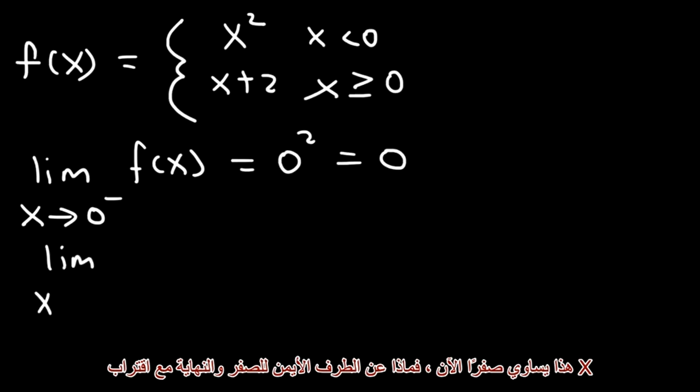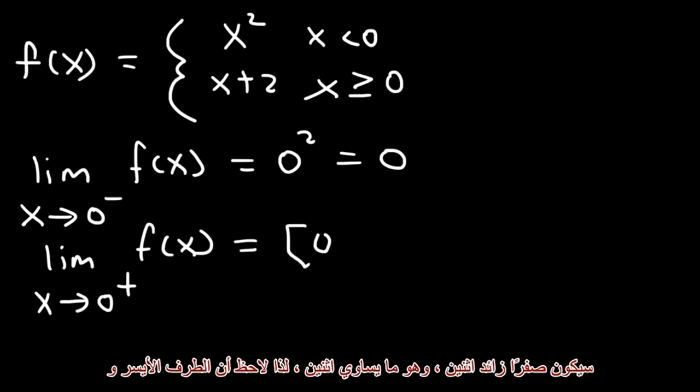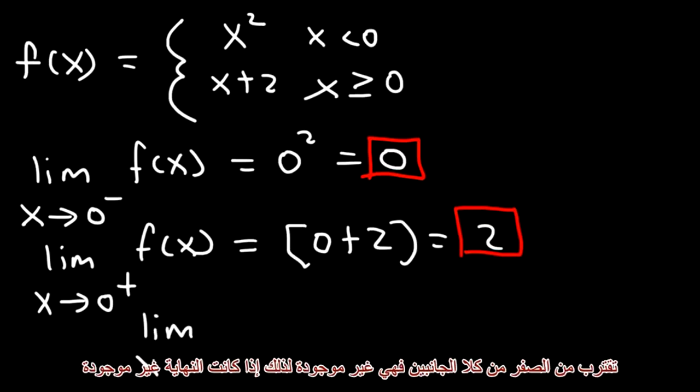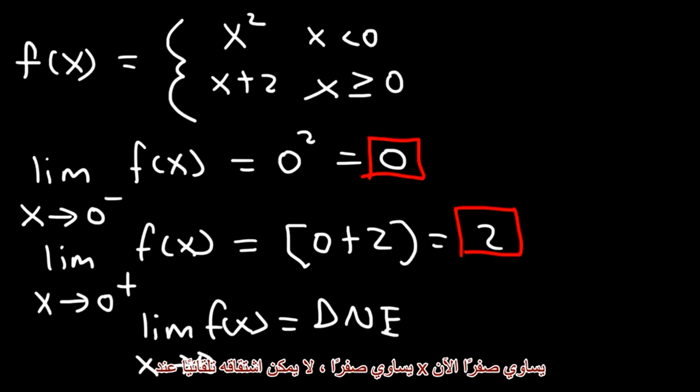Now what about the right side of 0? The limit as x approaches 0 from the right. So we need to use this part of the function. And so it's going to be 0 plus 2, which is 2. So notice that the left side and the right side, they don't equal each other. Which means that the limit as x approaches 0 from either side does not exist. So if the limit doesn't exist, you don't have a continuous function. And if the function is not continuous at x equals 0, it's automatically not differentiable at x equals 0.